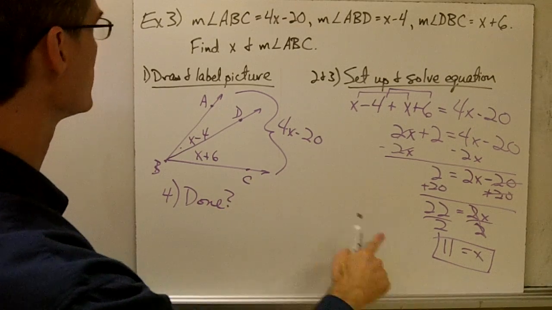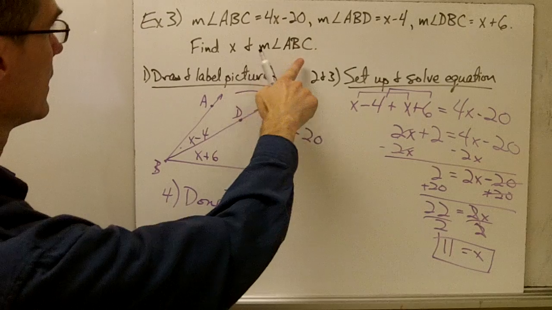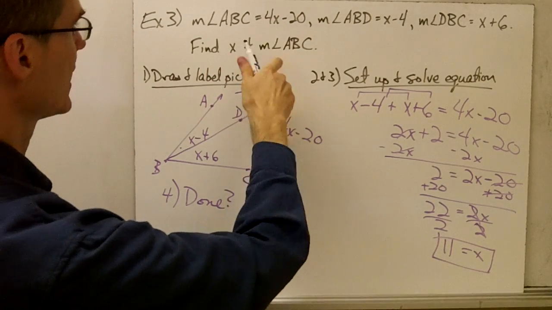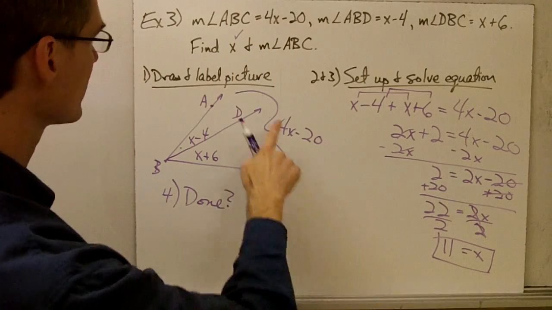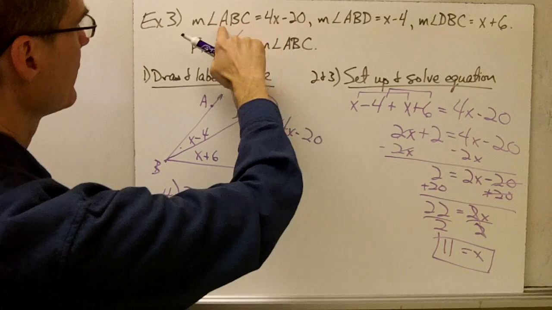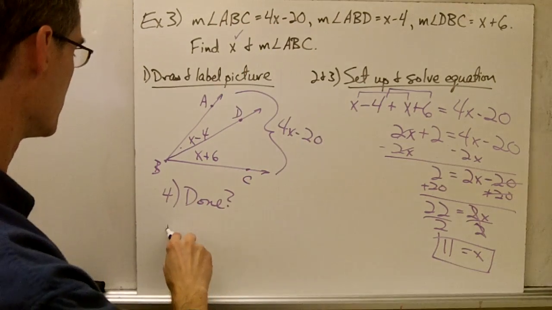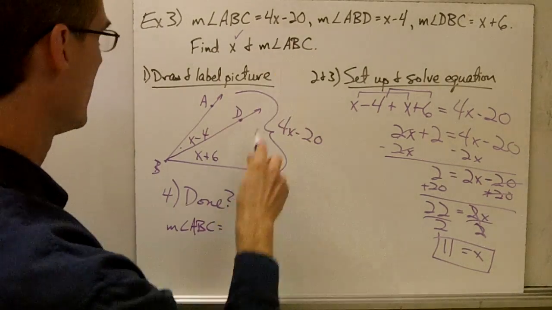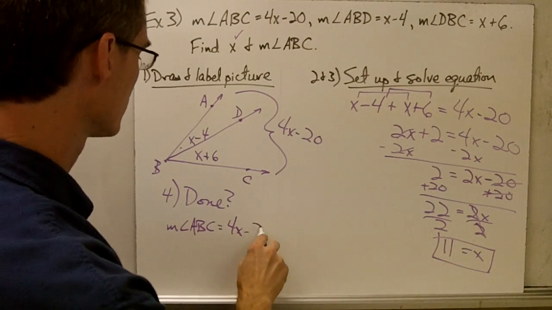All right, step number 4, am I done? I've solved my equation, but I'm not done because it says find x and the measure of angle ABC. Well, I found x, so I've got that part. Now I need to find the measure of angle ABC. I have an expression right here for the measure of angle ABC. The measure of angle ABC equals 4x minus 20.